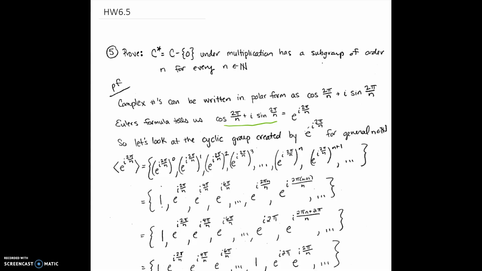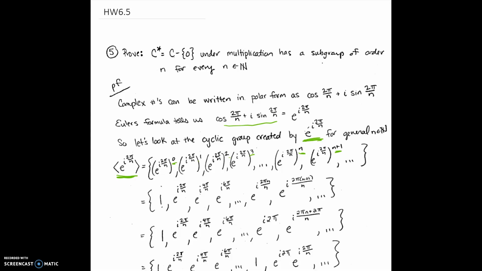So since we're working with multiplication, if I did e to the i 2 pi over n times e to the i 2 pi over n, it's just like squaring it. Or if I did 3 complex numbers, it would just be like cubing this. So the cyclic group, we're just going to raise them to various powers. So first to the 0 power, first power, second power, third power, and so on until we get to the n power, then the n plus 1 power, and it just keeps going.